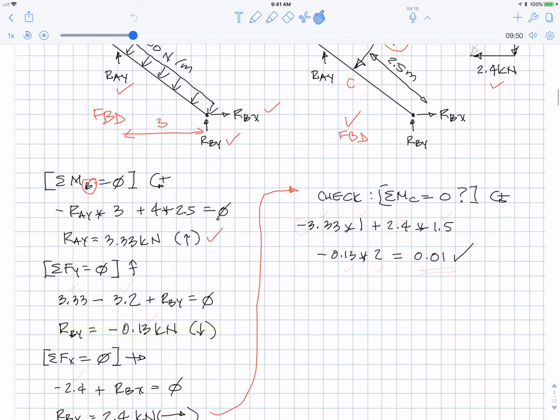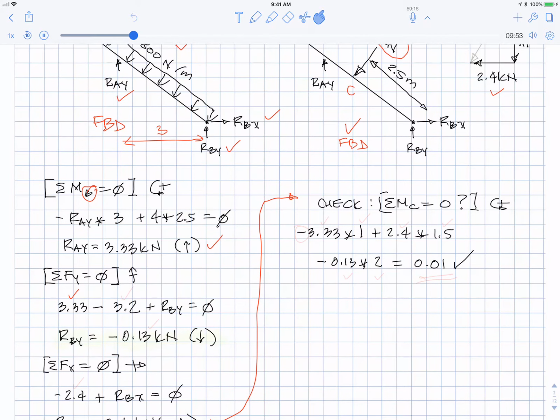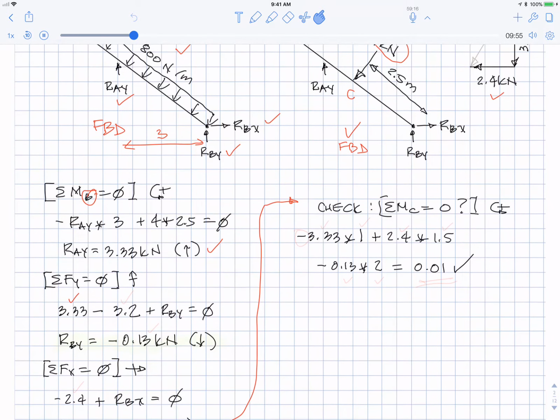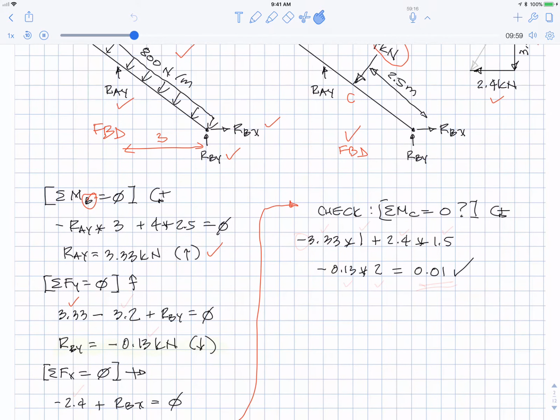Okay, then once we have RAY, we can get the other Y reaction, RBY, by summing forces in the Y direction. So here's RAY going up 3.33 kilonewtons. The Y component of that 4 was 3.2 kilonewtons. We did that earlier, going down, plus RBY equals 0. So in this case, RBY is negative 0.13 kilonewtons, which means it's going down. That's kind of strange to think about. Why is that going down? That doesn't seem right, but I'll double check that later to make sure it's correct.